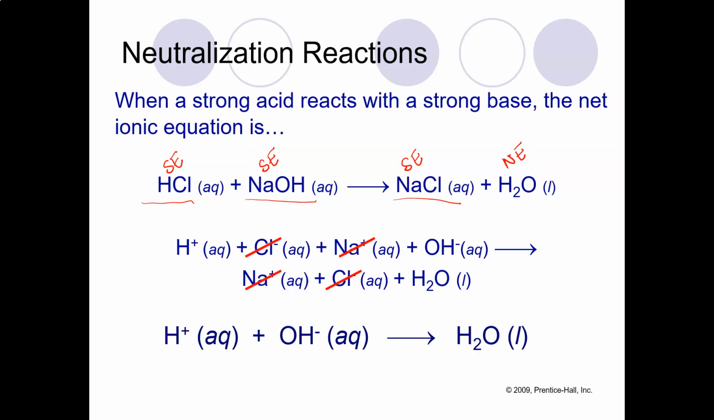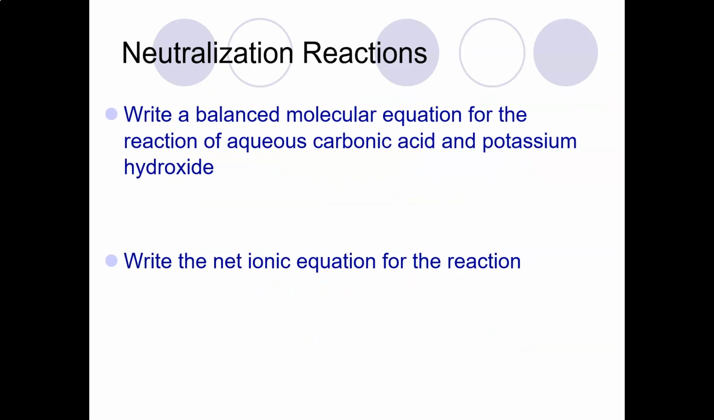So what I want us to do is to practice these acid-base reactions, or neutralization reactions. And I want us to apply the ionic and the net ionic to this. Okay, so I'm going to start with this question. It says to write a balanced molecular equation for the reaction of aqueous carbonic acid and potassium hydroxide. So we've got to think back to chapter 2. Oh my gosh, I gave you names and you have to come up with formulas. I'm the worst. All right, so carbonic acid.